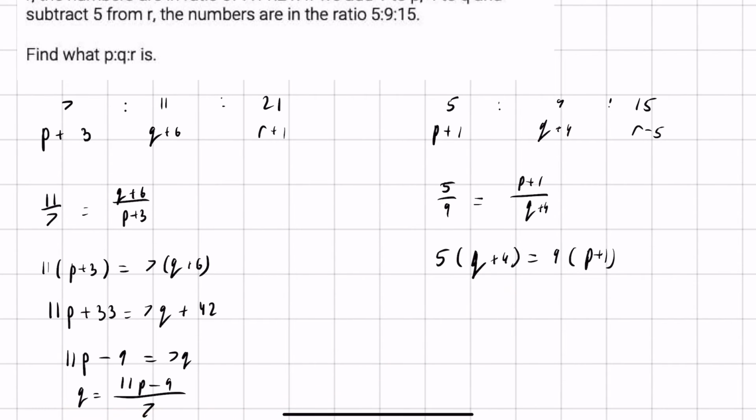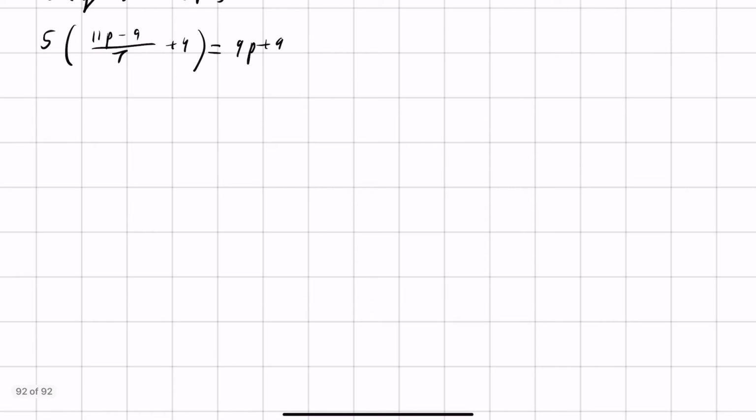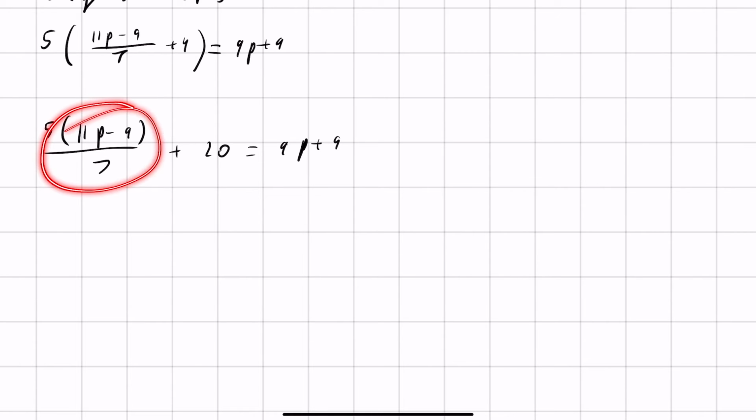So we get 5 times ((11p minus 9) over 7 plus 4) is equals to 9 times (p plus 1), and let's expand that bracket, so 9p plus 9. Now let's expand this bracket, so we get 5 times (11p minus 9) over 7 plus 5 times 4, well that's 20, equals to 9p plus 9. So now we need to solve for p. In order to do that, let's eliminate this fraction first. I really don't like it, so let's multiply everything by 7.